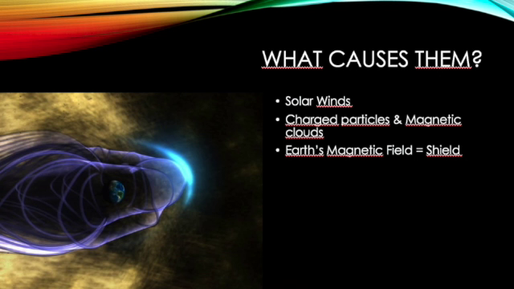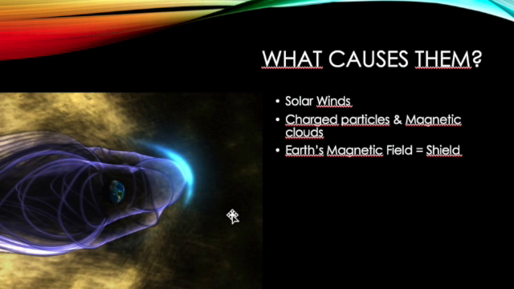Actually, we wouldn't even exist, but thanks to the Earth's magnetic field, we are still here. This is because the Earth's magnetic field serves as a shield, redirecting the material of the solar winds around the Earth. A good example is what we see in this image.